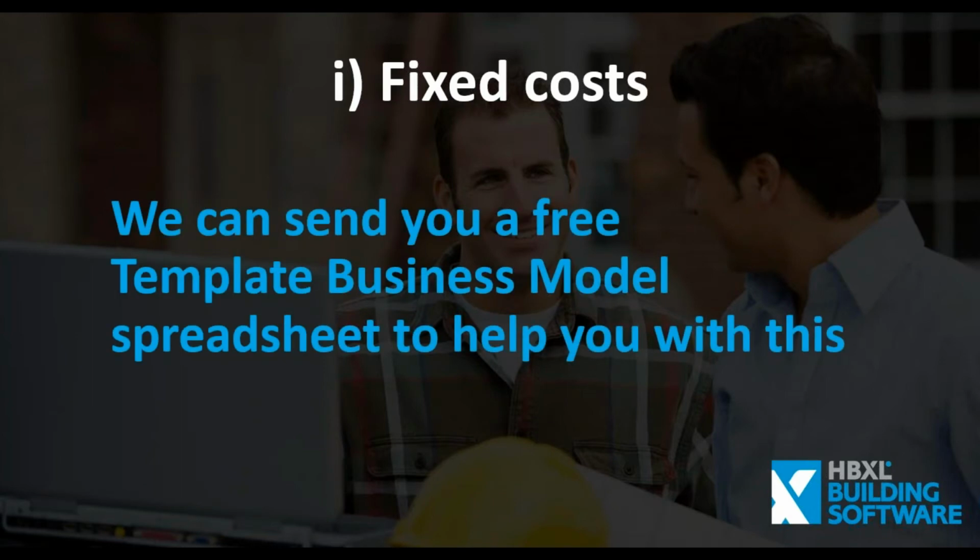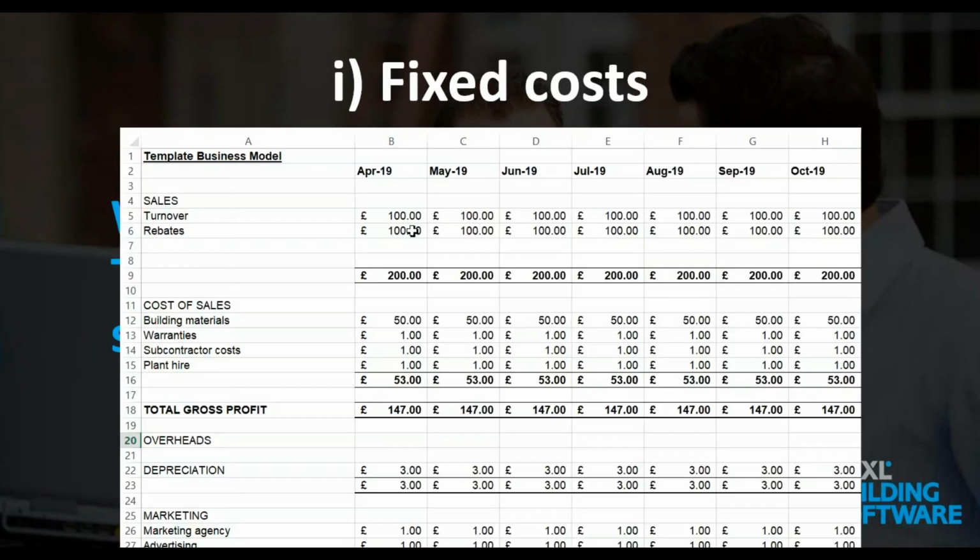We can send you a free template business model spreadsheet which will enable you to enter all these and calculate what your annual fixed costs are for running a business. It has 111 lines in it, so it should cover everything that you're likely to be spending money on. This is part of the page of what it looks like. As you can see, you've got all the different headings for all the different types of costs, and you can put it in monthly. Some will be equal every month, some will occur quarterly or annually. And at the end, you'll get an annual figure for the fixed cost of the business.